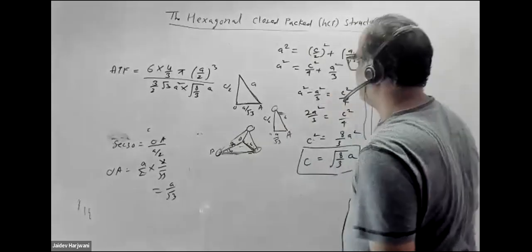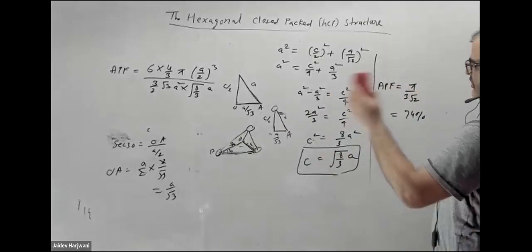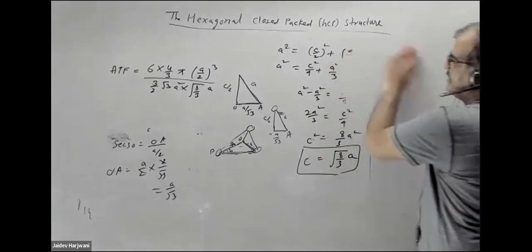Okay, I am erasing this one. So the atomic packing fraction for this structure is 74%. It is the same as your FCC.